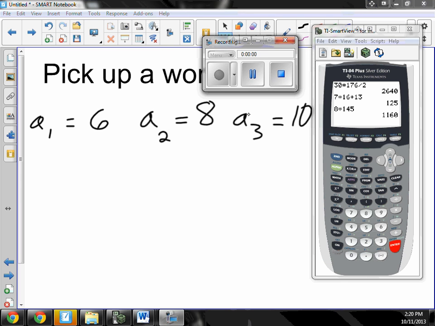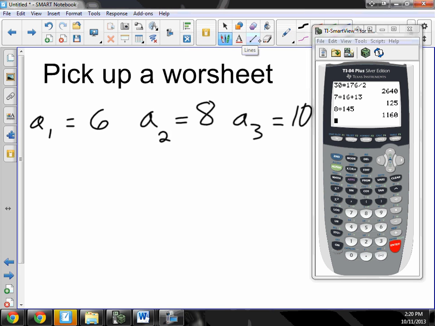So suppose that you're mowing a lawn, and each time you mow the lawn, you get paid $2 more than you did before. So this says when you mow the lawn the first time, you make $6. You mow the lawn the second time, you get $8. You mow the lawn the third time, you get $10. This is a linear equation.